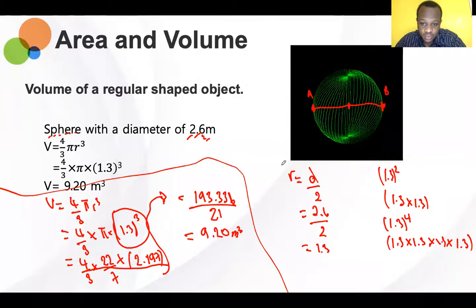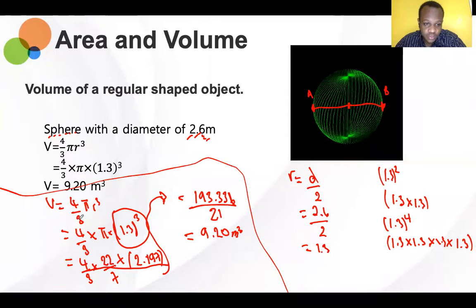Right. So now we move on to our volume. We calculated the value for our radius r. Now we want to calculate the value for our volume. Volume is 4 over 3 pi r cubed, right? And we have our value for r here as 1.3 meters. We should put meters here.